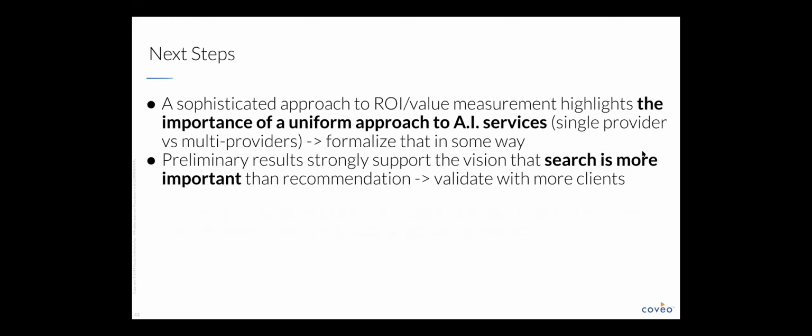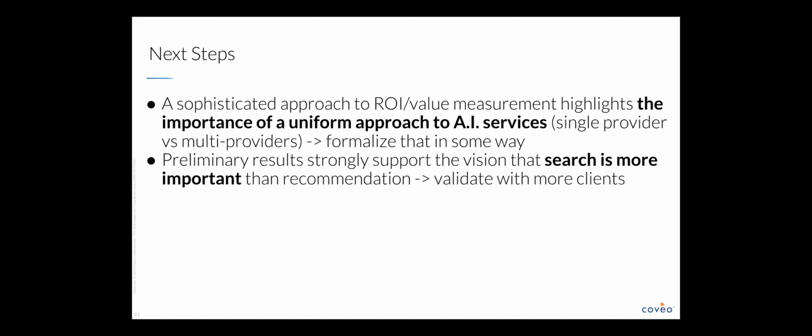Next step. So now that we learned all of this, where are we going with all this new information and this new model? Well, the first one is a sophisticated approach to ROI and measurement of value. I think it really highlights the importance of a uniform approach to AI services. We have hundreds of clients. For some of them, we do search and recommendation. For some of them, we just do part of that.